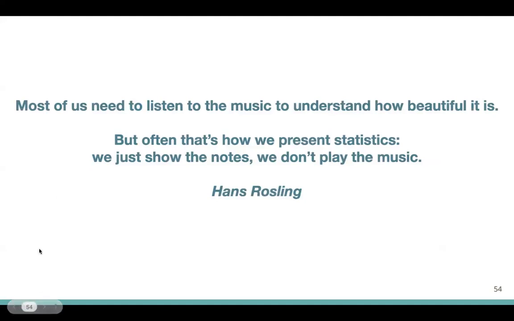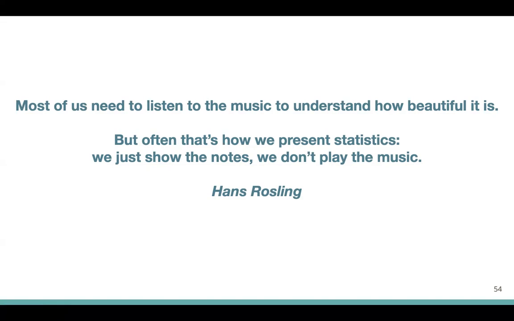So we'll end with this quote by Hans Rosling, who is a great data visualizer. You can go and look up his maps, especially about GDP in different countries over time. He has created these famous bubble charts. But the quote by him is that most of us need to listen to music to understand how beautiful it is. But very often, that's just how we present statistics. We show the notes, we don't play the music. So that's what we need to do, right? Just like most people will not understand the music if you just show them the notes. They need to listen to it.